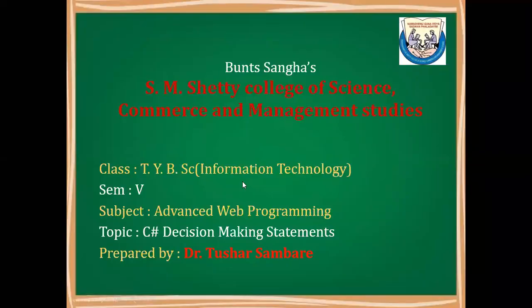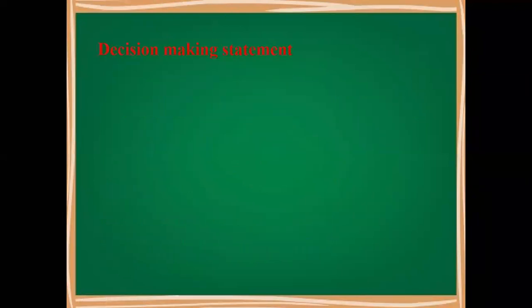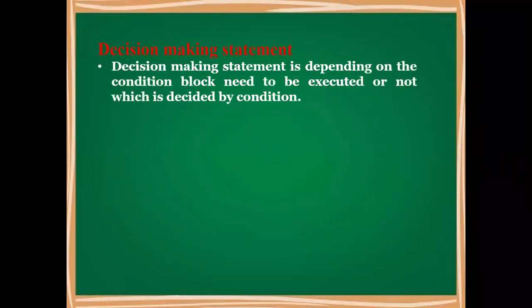So our topic is C# decision making statements, also referred to as conditional statements. A decision making statement decides, depending on a condition, whether a block needs to be executed or not. Sometimes we want something to be executed only after certain things have been done, or certain input or conditions are matched. For that, whatever input and output we take is based on that particular condition. That's why it is called decision making statements.